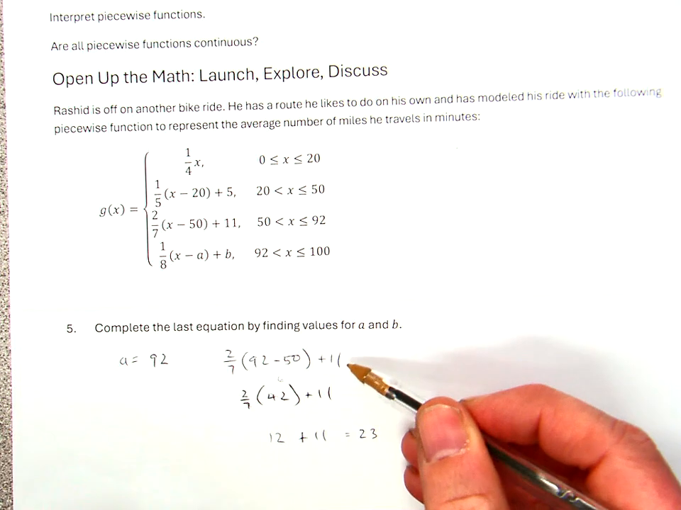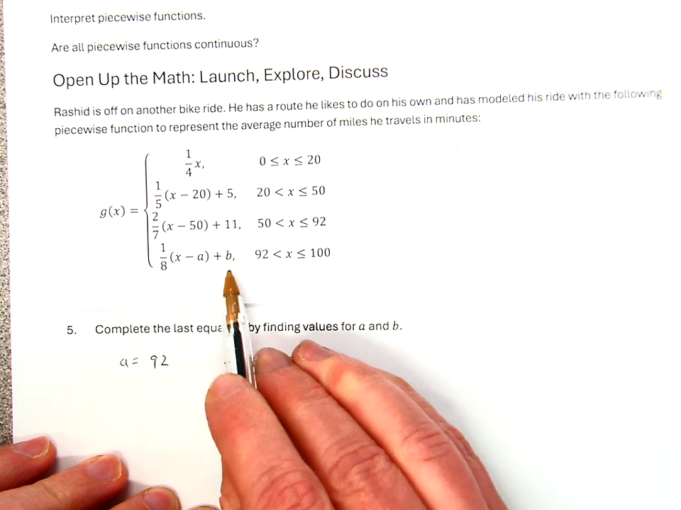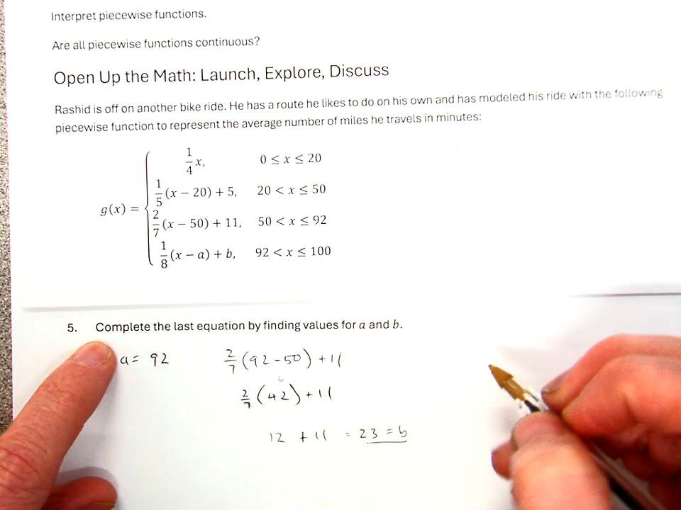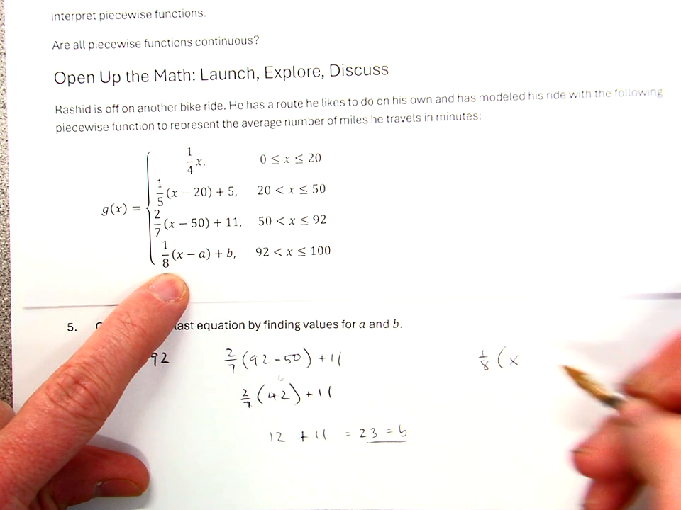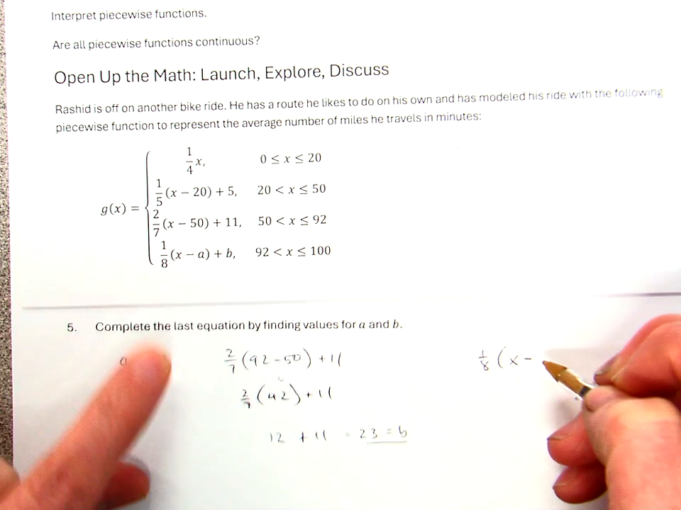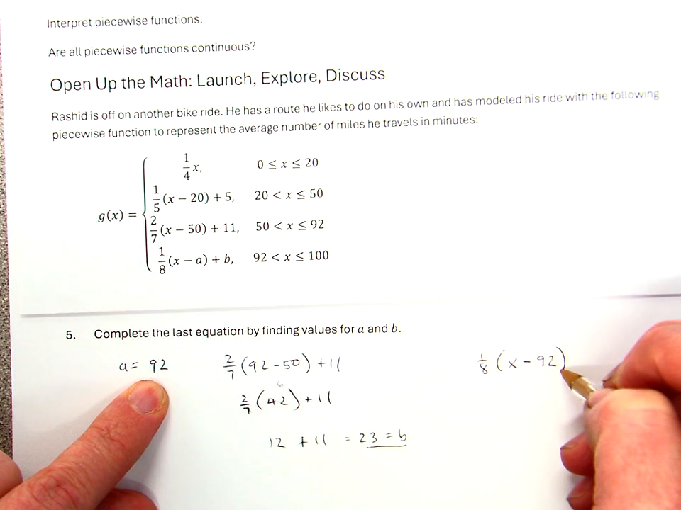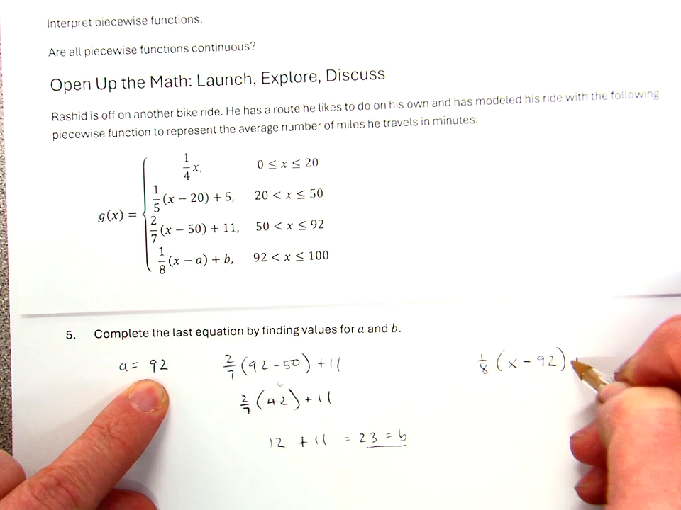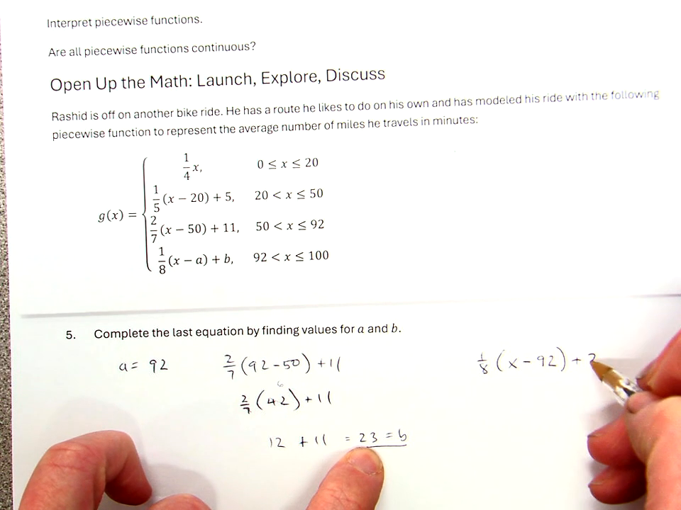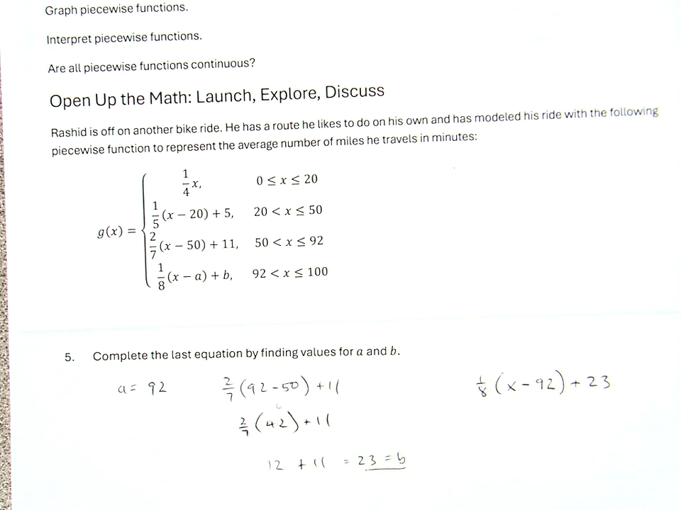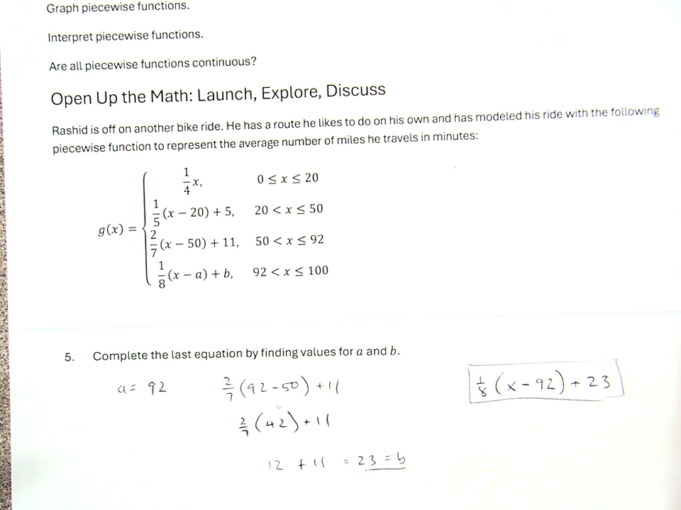This function is going to go up to 23, which is going to be the start of the next function. So, complete the equation. The equation is going to be 1/8 times x, the value that we want to plug in, minus a, the x value that the last function started at, plus b, which is the y value where the last function started. So there we go. This is the completed function for that last subfunction.